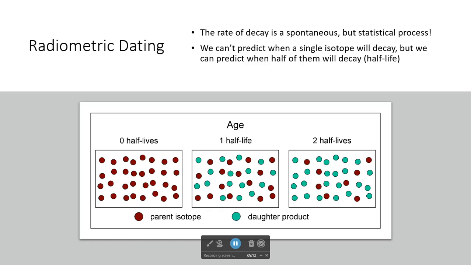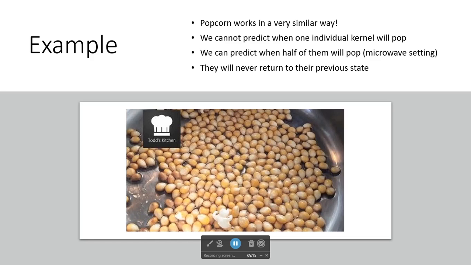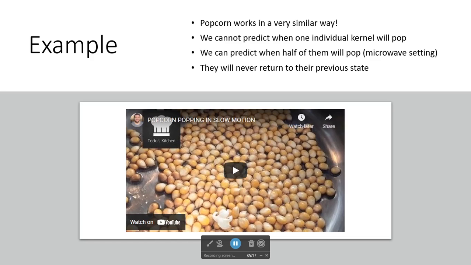You'll read more about the statistical process in Top Hat, but a good example that you might be able to relate to is that popcorn works in a very similar way. We cannot predict when one individual kernel will pop, but we can predict when half or all of them will pop. Think about the microwave setting for popcorn. Say your microwave pops popcorn in 2 minutes. Half of those popcorn kernels would probably pop in 1 minute. And they also never return to their previous state, which is something else they have in common with these radioactive isotopes. So let's quickly watch this video for a moment.